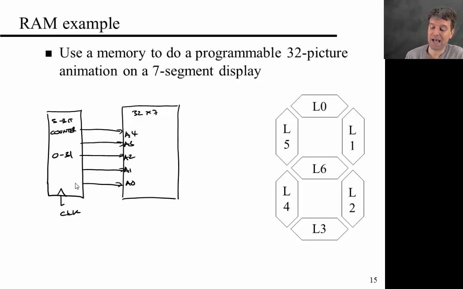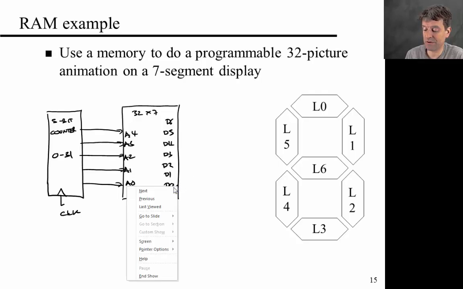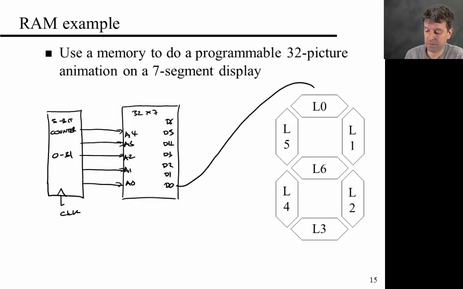in this memory, and in each location there's some information stored, and specifically what's stored is information about which subset of this 7-segment display you want to activate to display a number. So the outputs here are D6, D5, D4, D3, D2, D1, and D0. And of course the wire here, D0 connects to L0, etc.